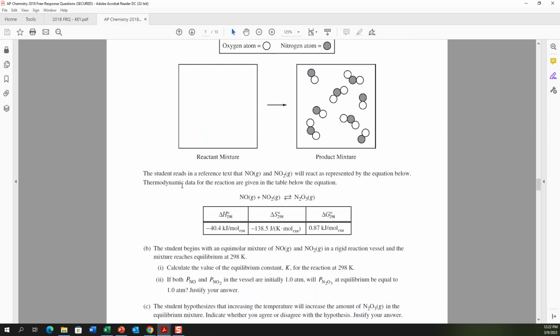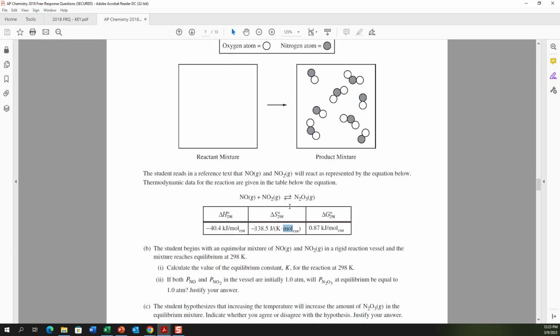All right, so the student reads in the reference text that NO and NO2 will react as represented by the equation below. This is the thermodynamic data for this reaction here. Notice that delta G is positive. What does that mean? It means at this temperature, the reaction is not thermodynamically favored. Okay? Notice delta H is negative. That means it's an exothermic reaction. Heat is a product.